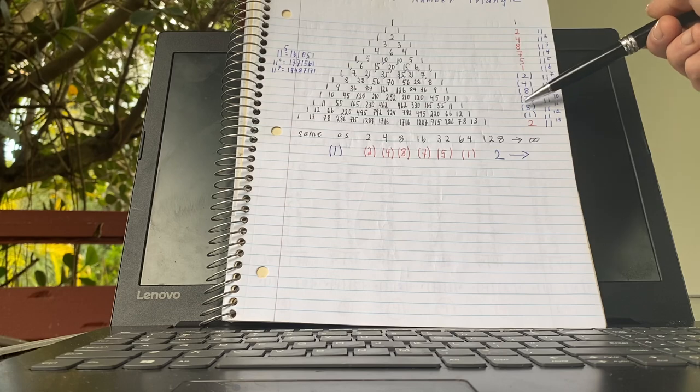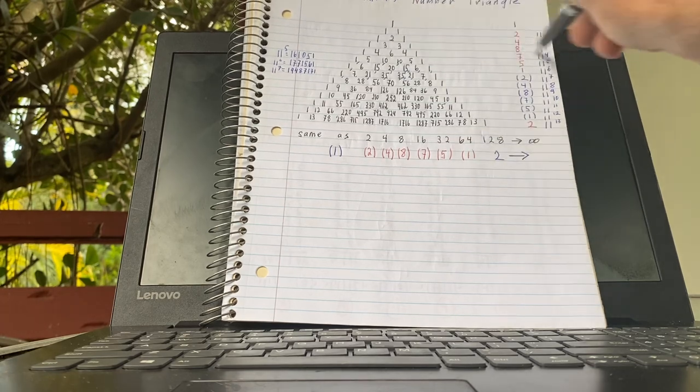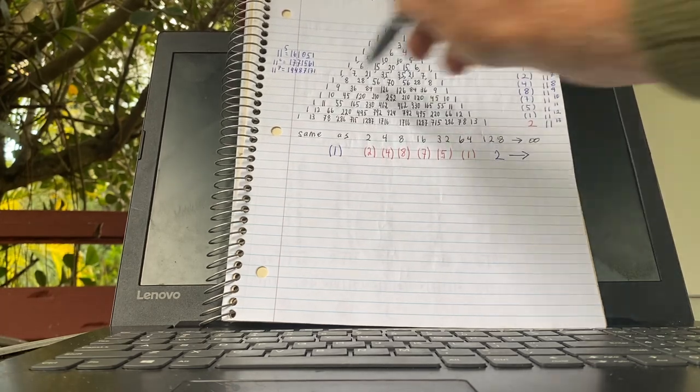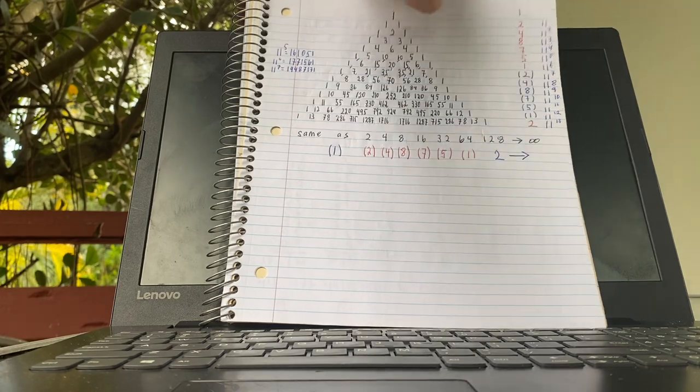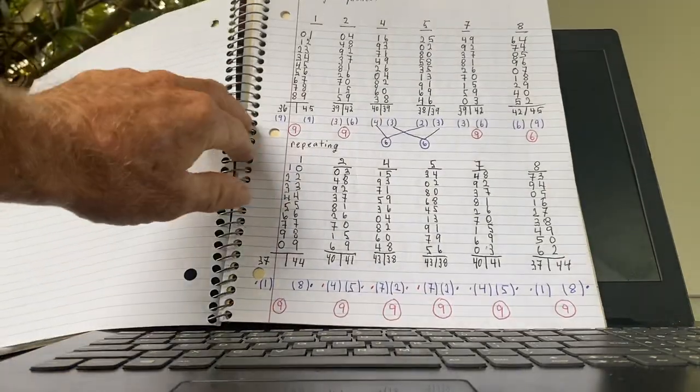2, 4, 8, 7, 5, 1. So what it is, it's 11. 11 squared, 11 to the third, 11 to the fourth, 11 to the fifth, 11 to the sixth. That's what's going on there. And it's following the 369 code, obviously.